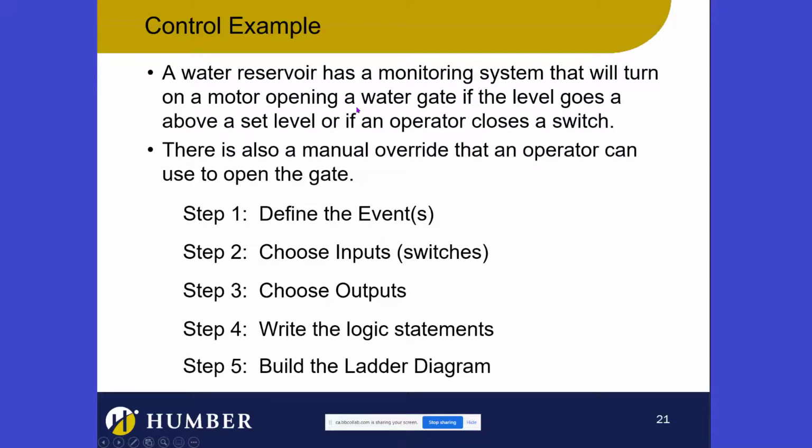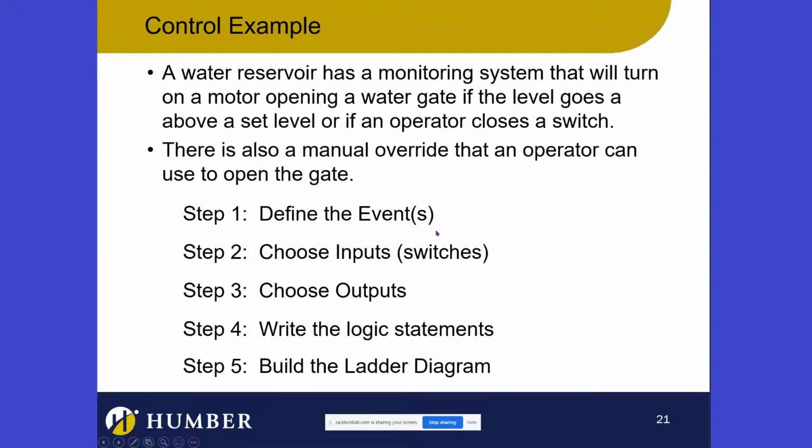There's obviously going to be some kind of input that tells us about the water level. So it's probably going to be a float switch of some type, and then we'll continue on. So we're going to write the logic statements, and then we're going to build the ladder. It's that simple. So you don't have to do these step by step. I mean, you just do this in your head, and you just kind of choose these in your head.